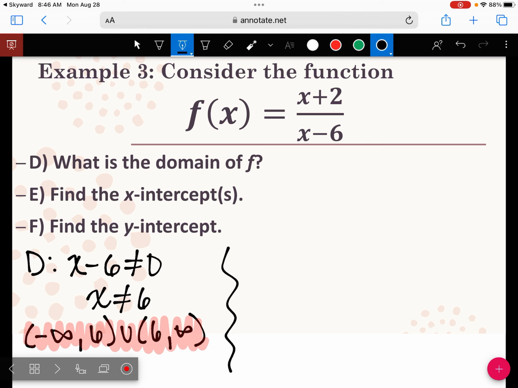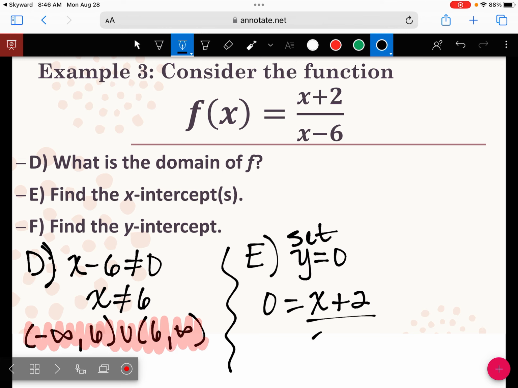This is a D for part D, not for domain. For part E, it says find your x-intercept, which means that y equals 0. That's how you find your x-intercept. Set y equal to 0. So you're going to have an equation, 0 equals (x plus 2) over (x minus 6). And you can still make this a proportion. 0 has a denominator of 1, just like any other number. Go ahead and solve that for x.